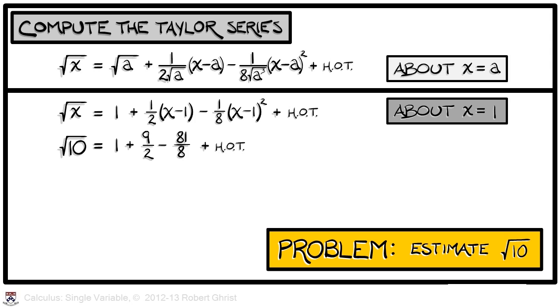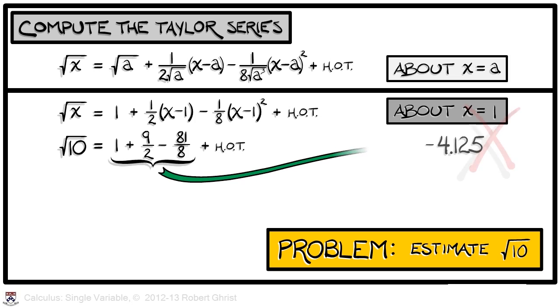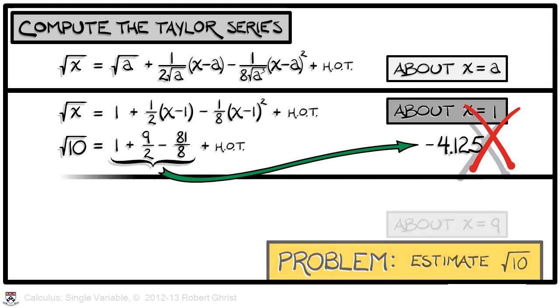How good of an approximation is that? Well, that gives me a value of negative 4.125. I know this is not the square root we're looking for. That is a bad approximation.